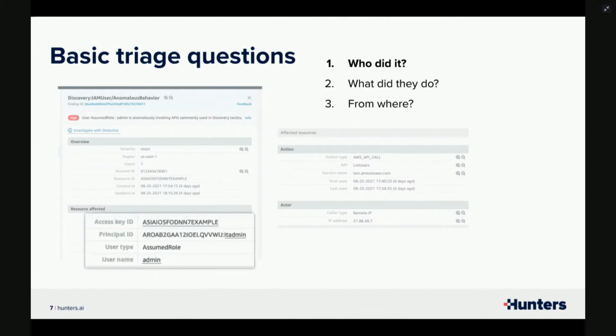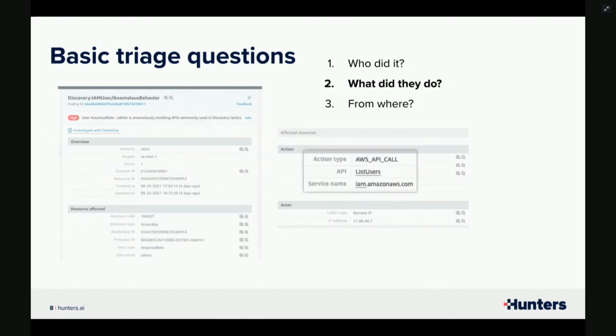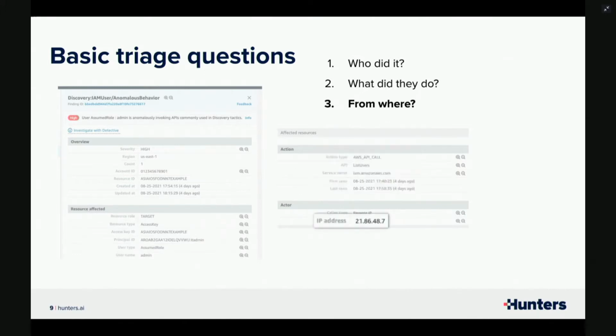So who did it? We see an assumed role, this role name admin, role session name IT admin, and some access key. That doesn't really answer our question much. What did they do? The alert says list users IAM call. Okay, still I don't really get a good understanding of what happened. And from where? From this IP. We're going to delve into the first two questions as they are more CloudTrail specific.